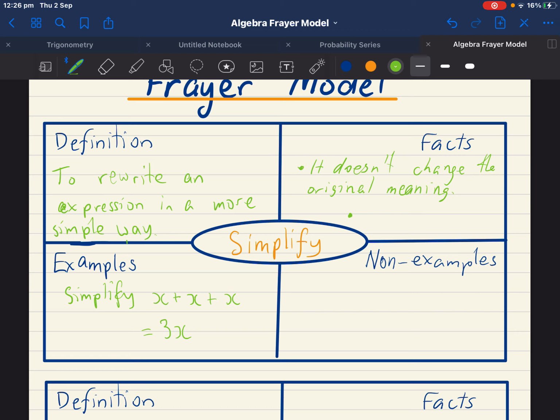Now, over here on the right, a non-example. All right, so this is where you would put something similar but that doesn't actually mean the same thing. So let's say instead of x plus x plus x, we had, say, 4 plus 4 plus 4. Now, in this case, you would not actually simplify because we actually know the values of x. So instead, for this non-example, because we know the value of the numbers, it's 4 plus 4 plus 4. We don't simplify, we can actually evaluate.